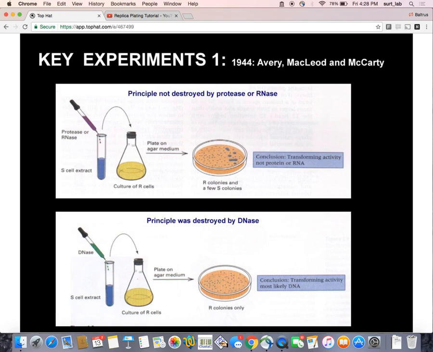Yeah, so this is before Watson and Crick. This is before we knew what genetic material was, what it meant. We knew that there were genes. There was some basis for inheritance for that trait. But really look at this as a chemistry experiment.